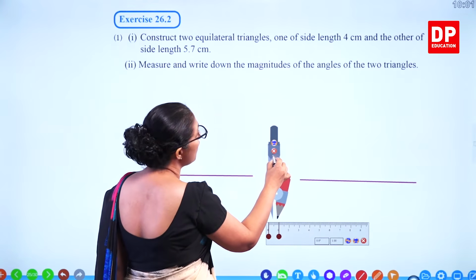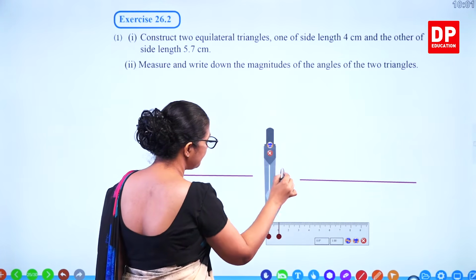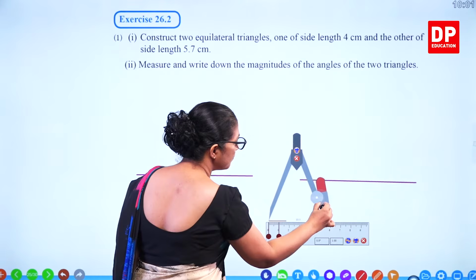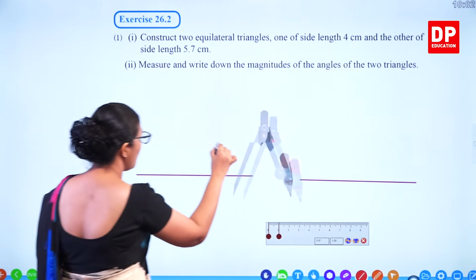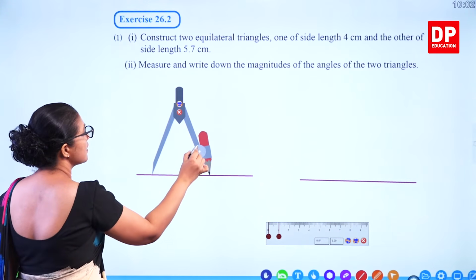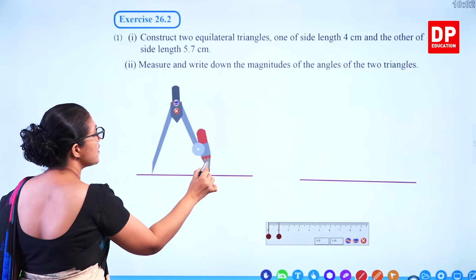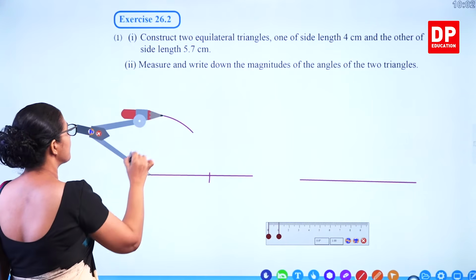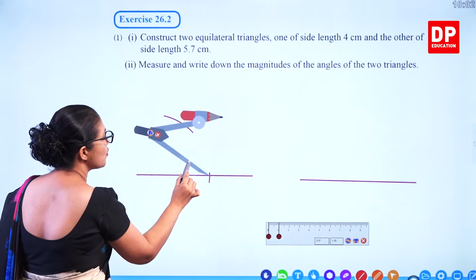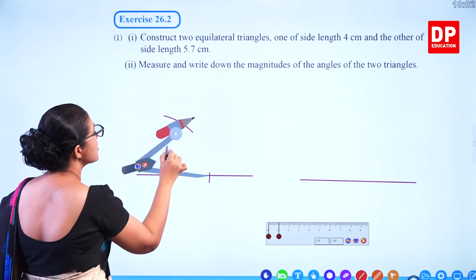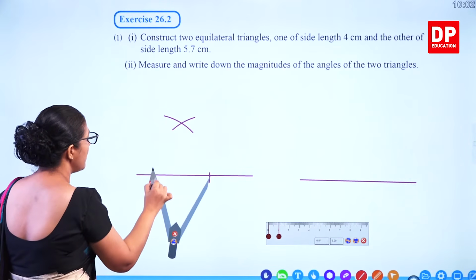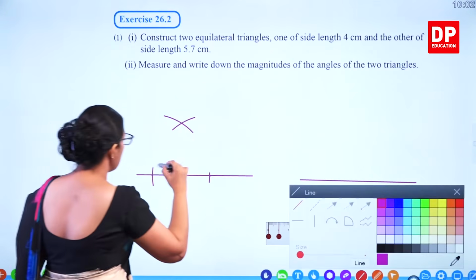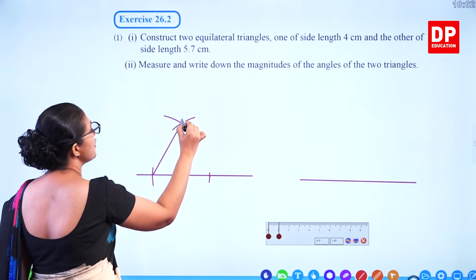We can take 5.7 centimeter first. We are here. Now we can take the length 5.7 and draw an arc here and an arc in the middle. And here, keep it on top of this point and draw the two arcs. Arc here and arc here. Now we have the three sides. We can connect the 3 points.